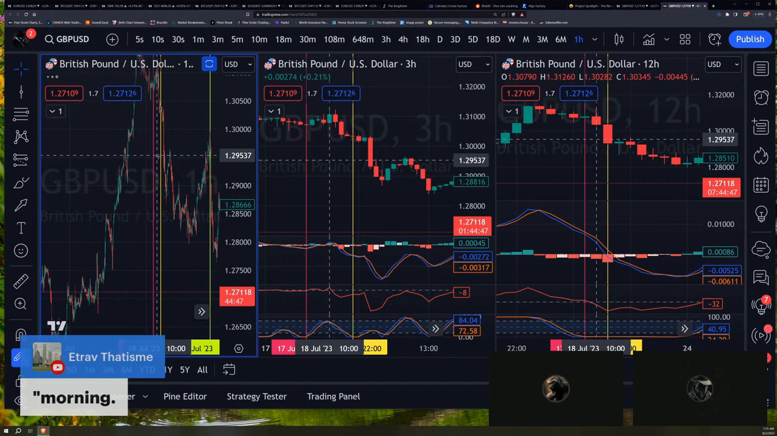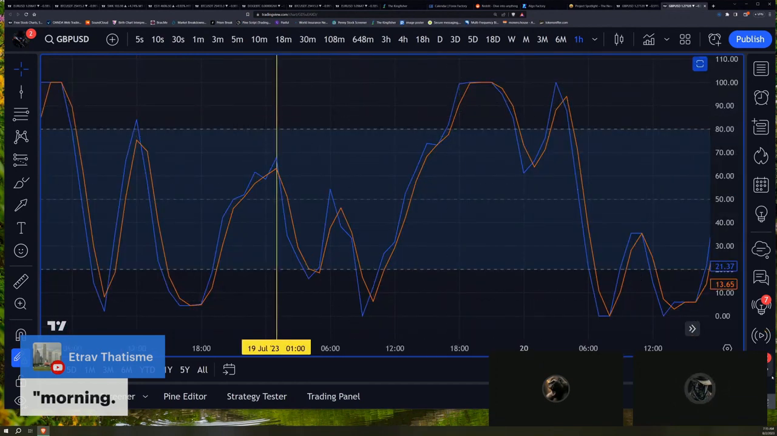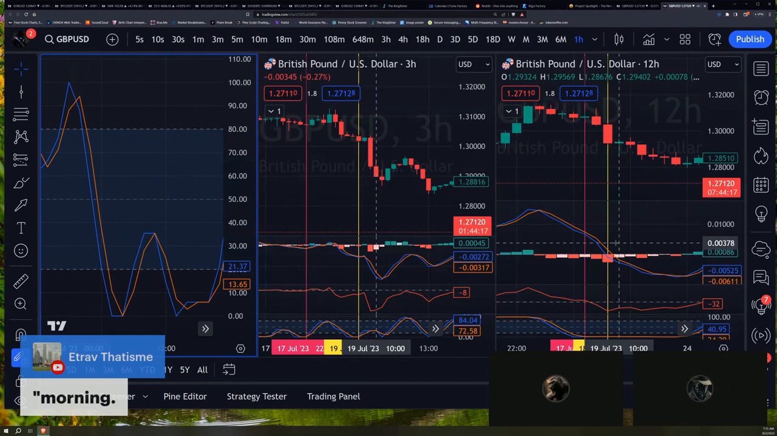RSI and EFI for entry. So I'm assuming that what you're doing is you're looking for an entry on a short. In this case, you're looking for RSI, this on the bottom, to flip short, which happens right here. And I imagine that you need the EFI to flip short at the same time as the RSI for your entry.